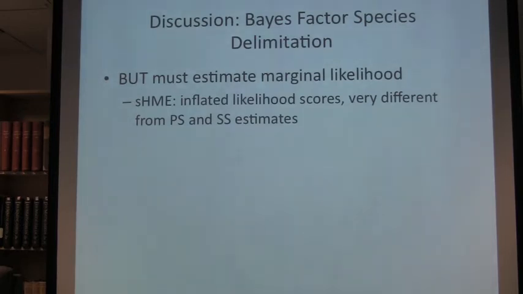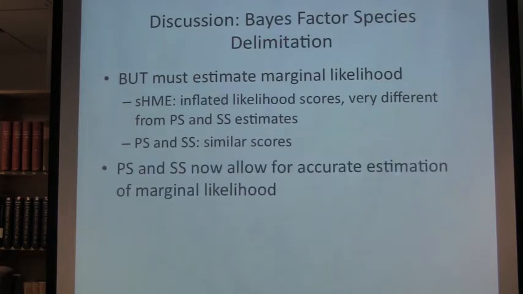found results that differed dramatically from path sampling and stepping stone estimates. I also found that path sampling and stepping stone provided similar scores as one another, which was also expected. And now that we have these more accurate estimators, path sampling and stepping stone, that are computationally possible, we can accurately estimate marginal likelihood and accurately use the Bayes factor.